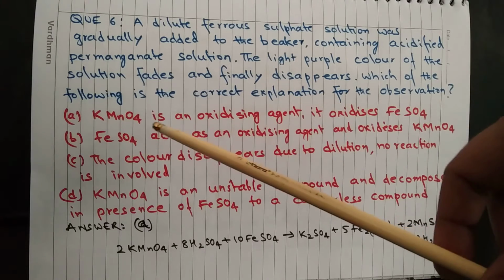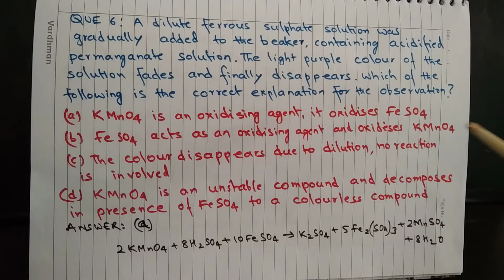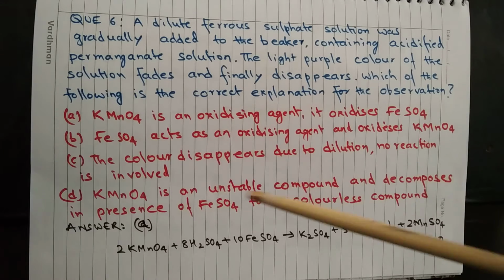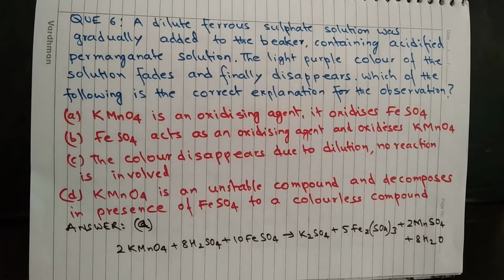A. KMnO4 is an oxidizing agent. It oxidizes FeSO4. B. FeSO4 acts as an oxidizing agent and oxidizes KMnO4. C. The color disappears due to dilution, no reaction is involved. And D. KMnO4 is an unstable compound and decomposes in presence of FeSO4 to a colorless compound. The answer is A.